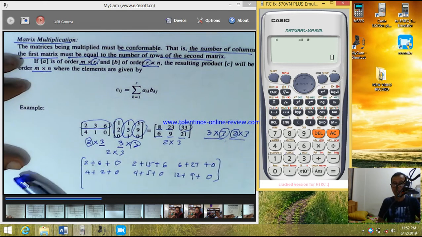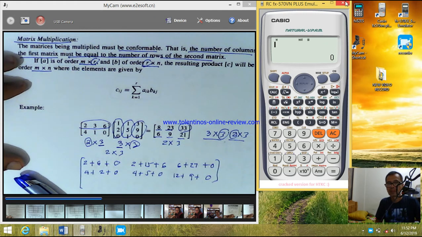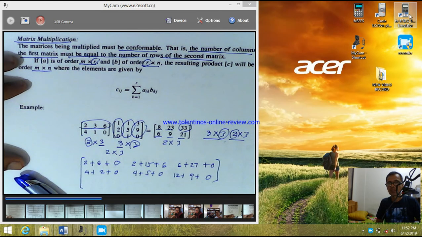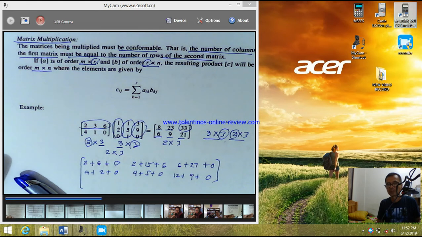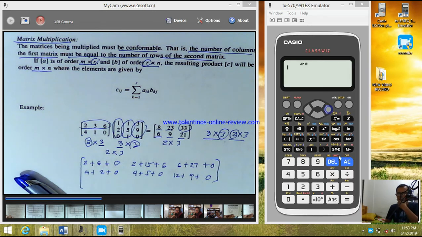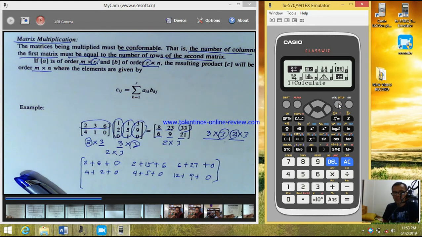Okay. Use our calculator, but this time, I'm going to use another calculator. Yung iba kasi sa inyo merong 991EX. Okay, let's use another calculator. Okay, let me use a 991EX this time. Okay, punta ka sa menu. Hanapin mo yung matrix that is 4. Alright, define mo yung matrix A.